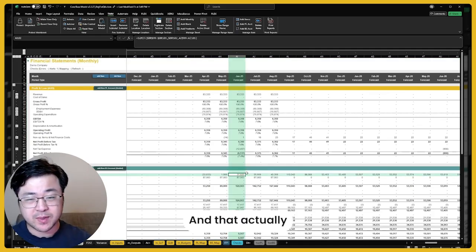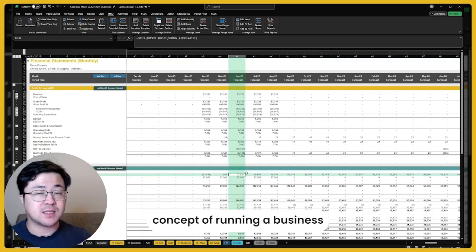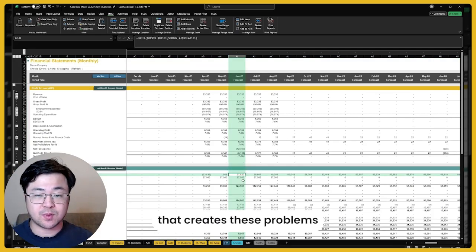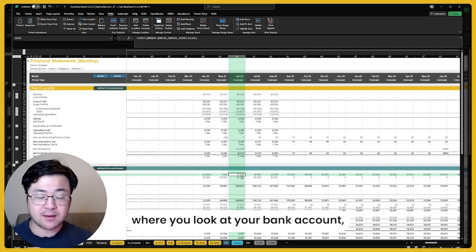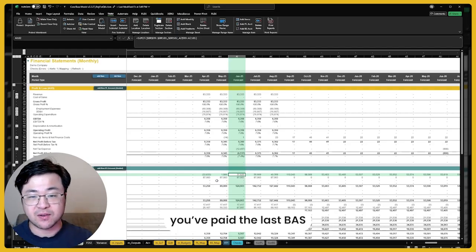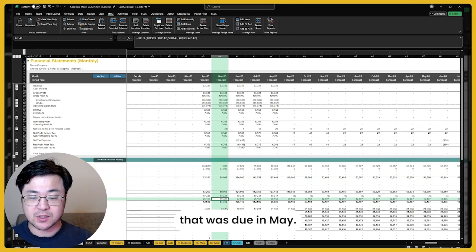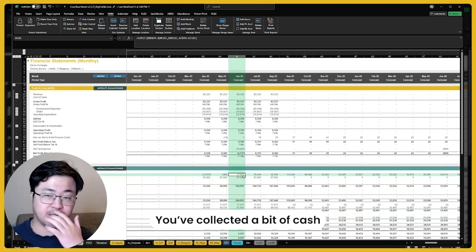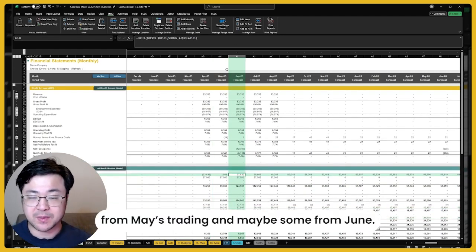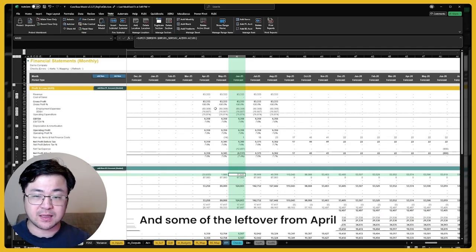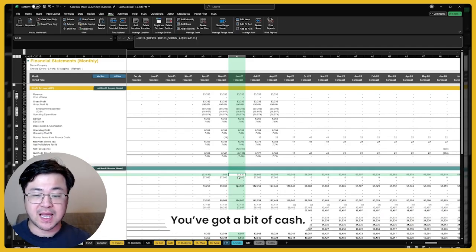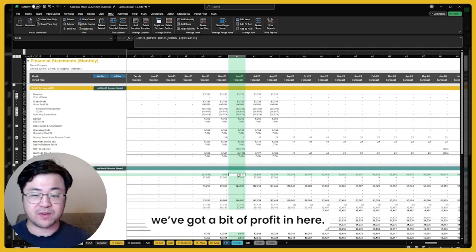And that actually probably is the biggest concept of running a business that creates these problems, where you look at your bank account, collected a bit of cash, you've paid the last BAS that was due in May, you've collected a bit of cash from May's trading and maybe some from June and some of the leftover from April. You've got a bit of cash and you think, okay, cool, we've got a bit of profit in here.